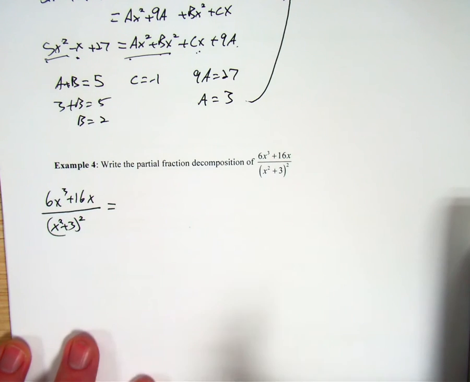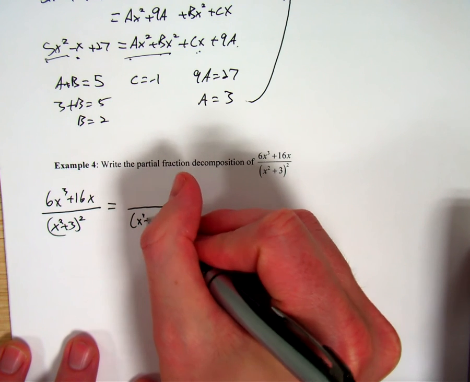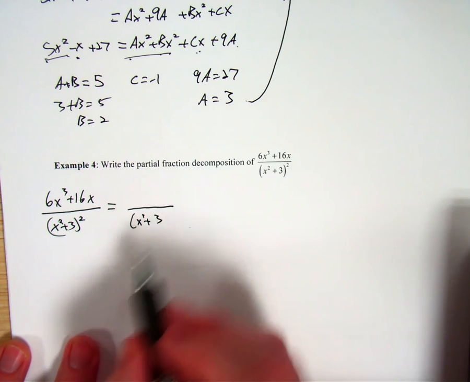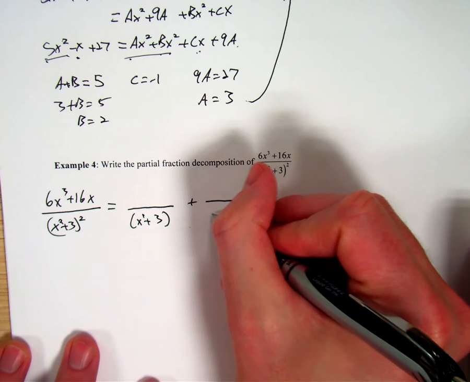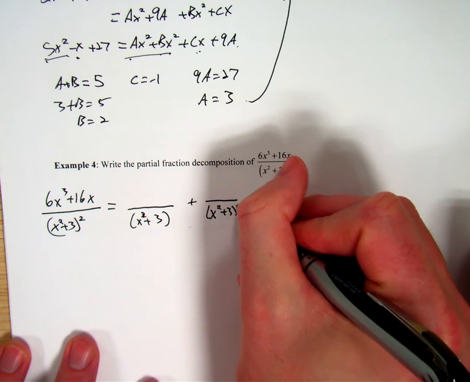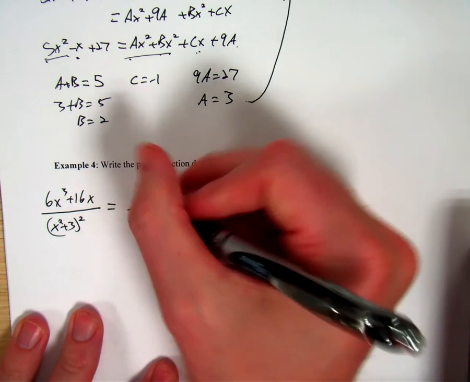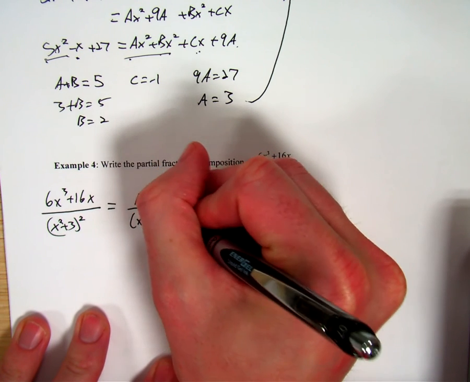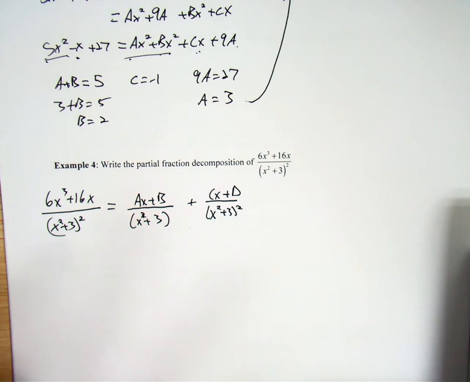Remember, if we have a repeated root, we have to start with that root to the first. And then we build up. Thankfully, this is only squared, so we only have another one to go. Thankfully, this isn't like a cubed one. Okay, and remember with our quadratic ones on the bottom, our numerators have to start with x. So we have ax plus b, and that leaves me with cx plus d over here. Again, it doesn't matter what letter you use and where. It's just easier to start and go in order down the line.